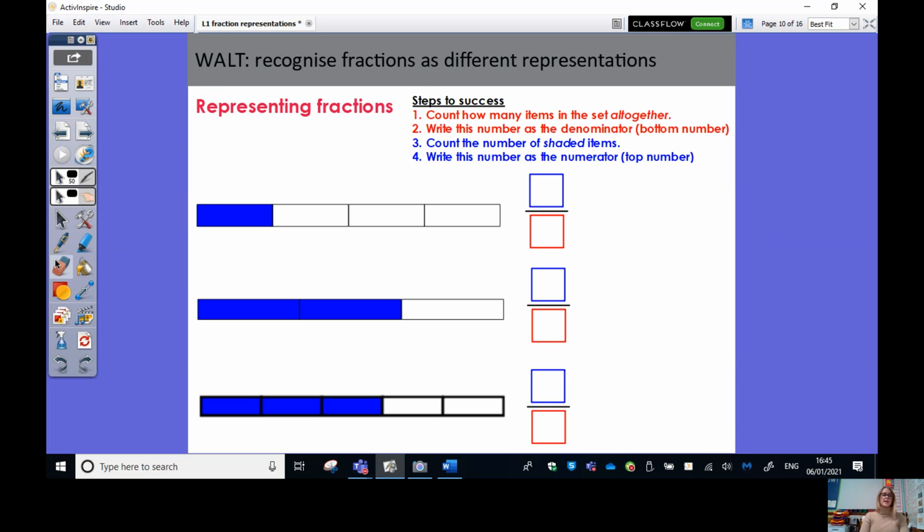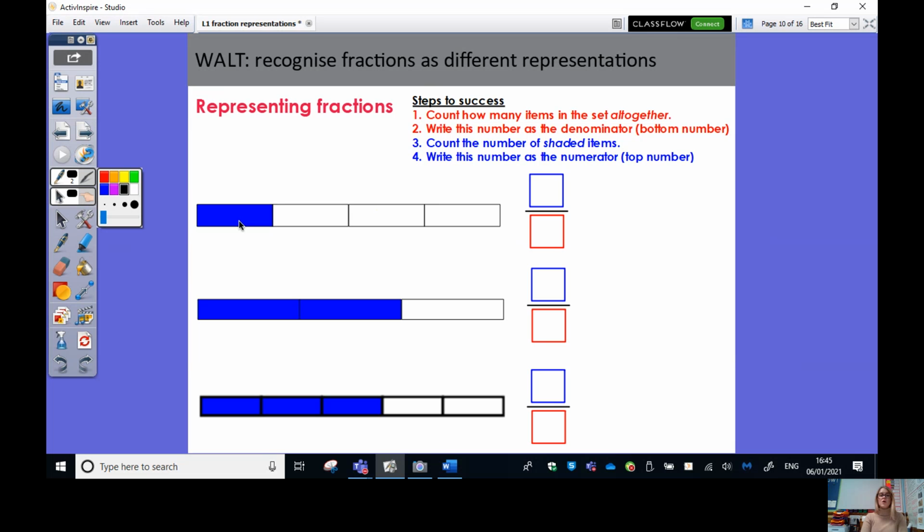So we've got some steps to success to help you now. I'm going to take you through some different types of representations. So we've got a few different ones to look at. So we'll have a go together and then see if you can have a go on your own. So I've color coded this to help you. So we're going to start with step 1. So step 1 says count how many items that there are in the set altogether.